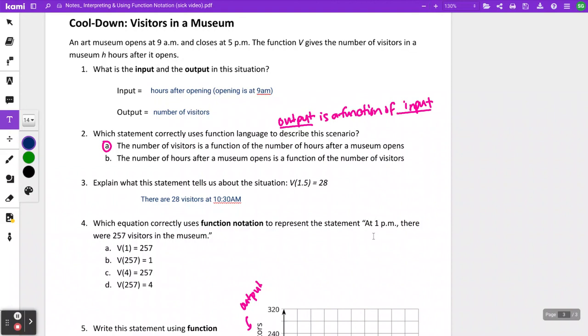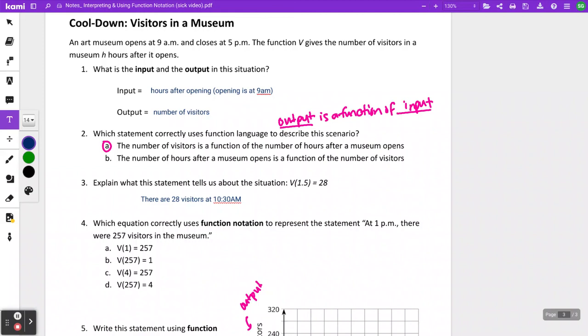is my input, and that's what I have in parentheses. Now that 1 right there might have been really tempting, but again, your input is the hours after opening. By 1 p.m., how many hours after opening is that? How many hours has the museum been open at 1 p.m.?